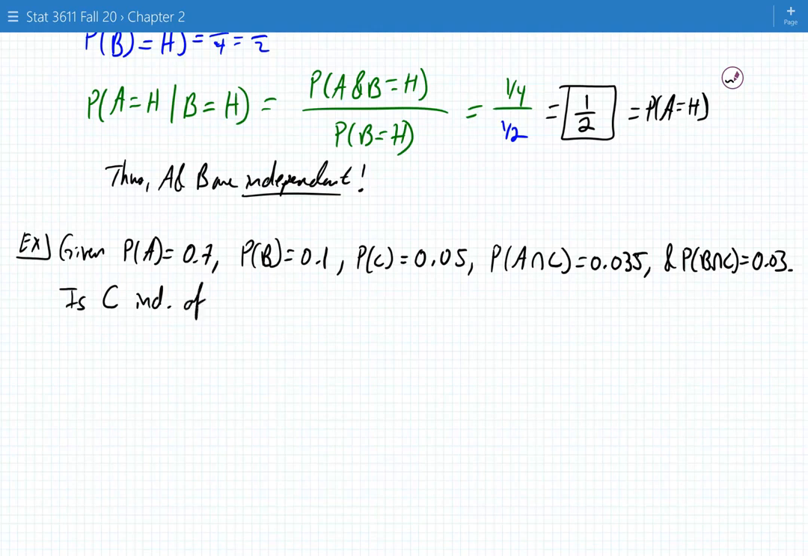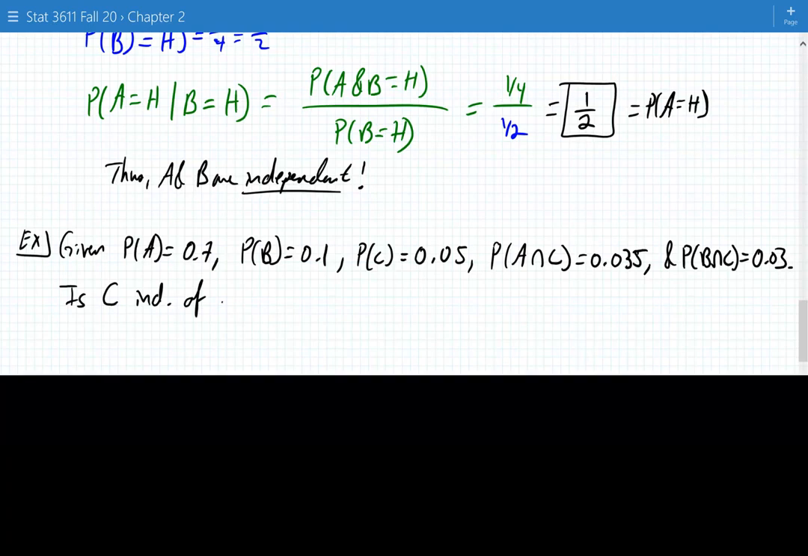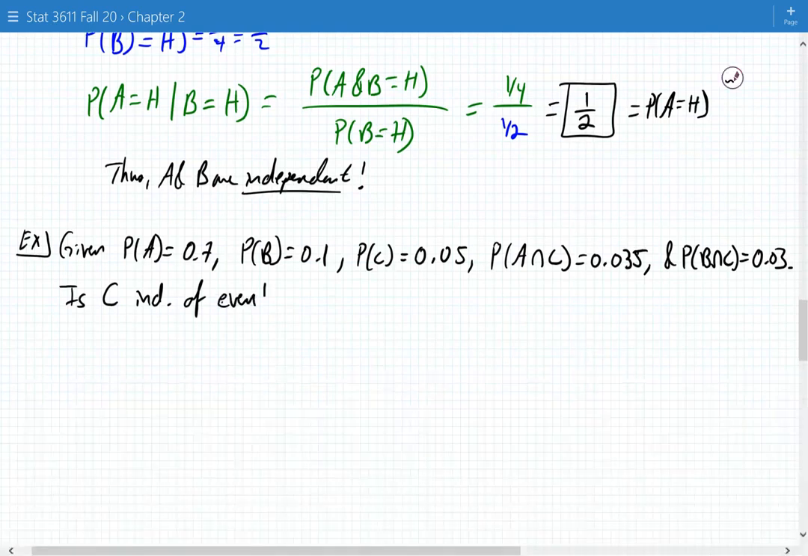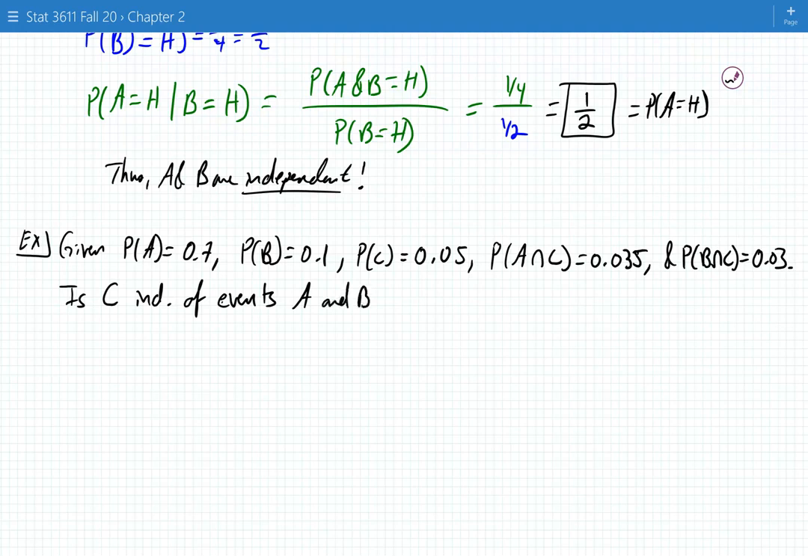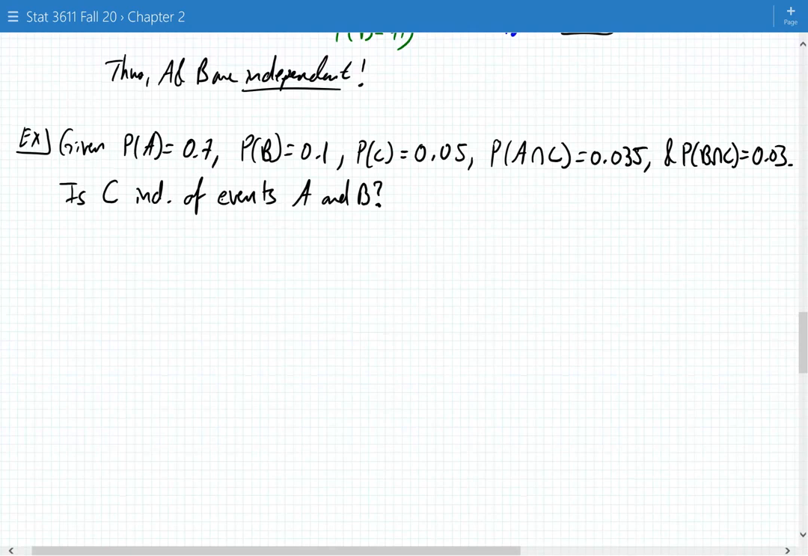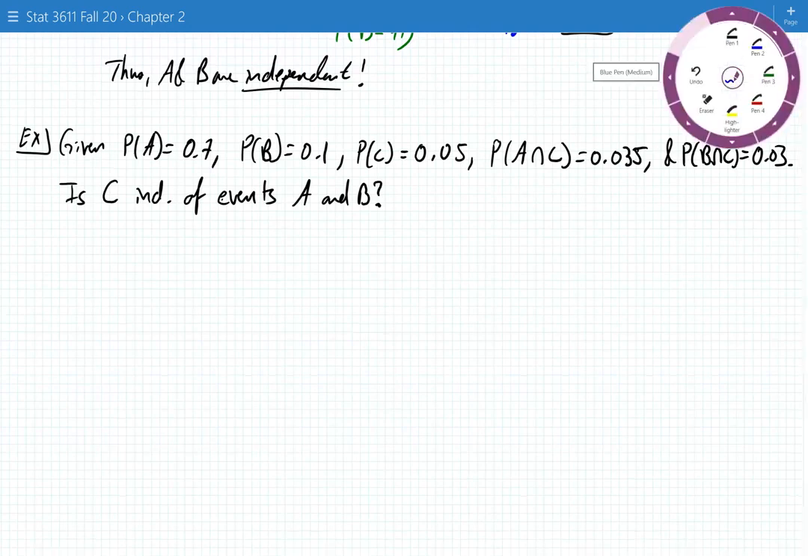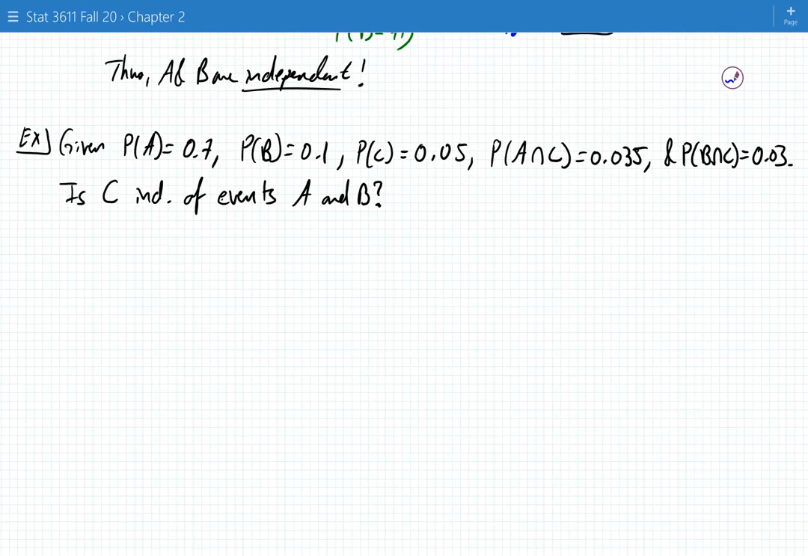Okay. So the question is, is C independent of events A and B? Is C independent of A and B? Well, let's take a look. We know the probability of C is 0.05. So if the probability of C given A is 0.05, then we know they're independent.